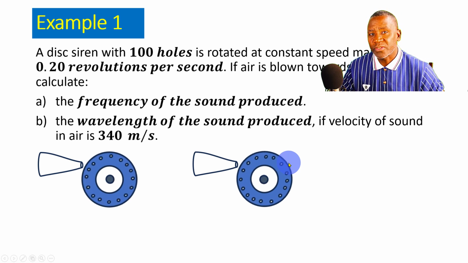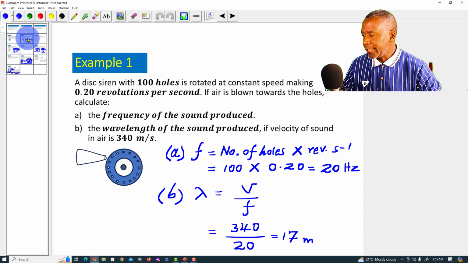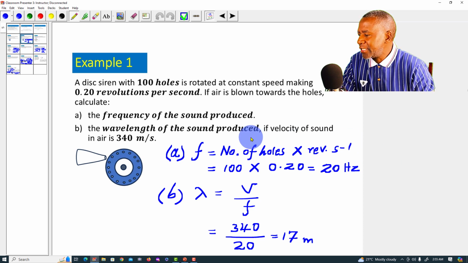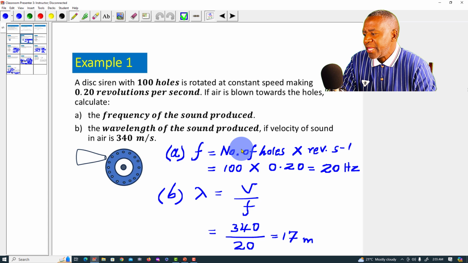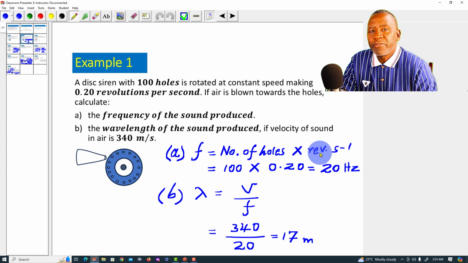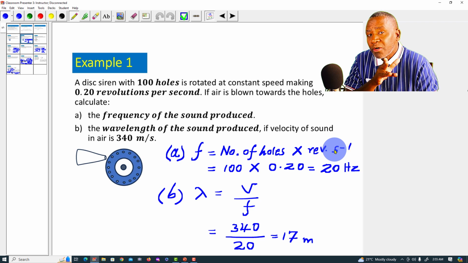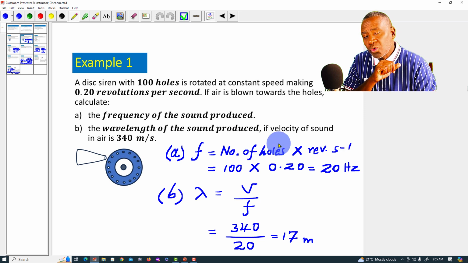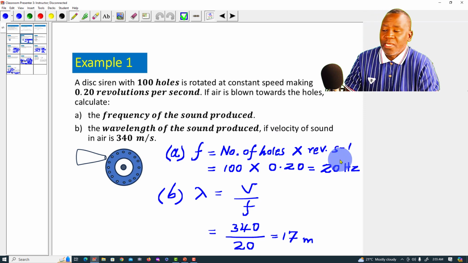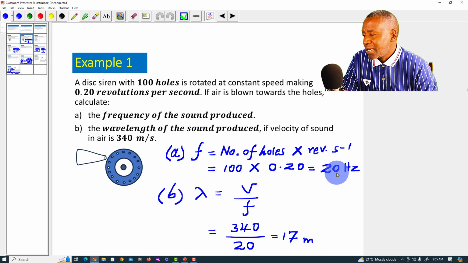the other questions. So like we have already agreed, this is how we go about calculating the frequency. The frequency will be the number of holes times the number of revolutions per second. So if you're given the number of revolutions per minute, you should be able to convert that separately into number of revolutions per second. So remember, number of revolutions per second times how many holes it has will give you the frequency, and that is how you get 20 Hz.